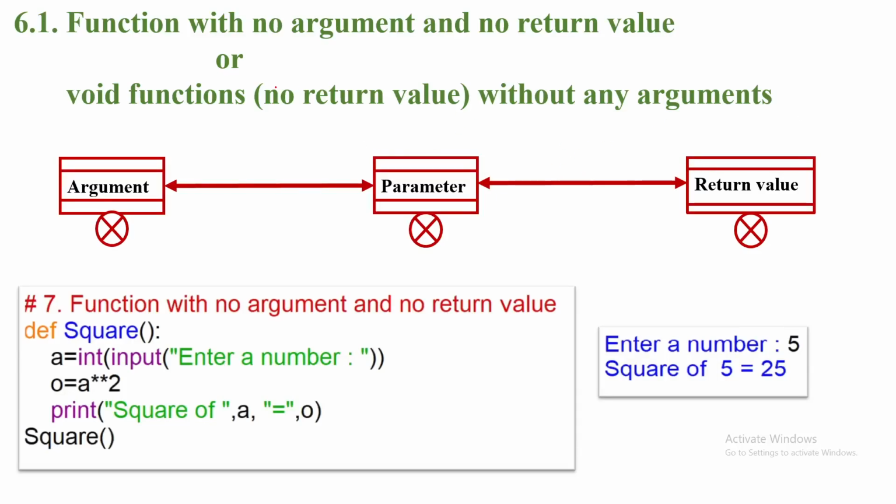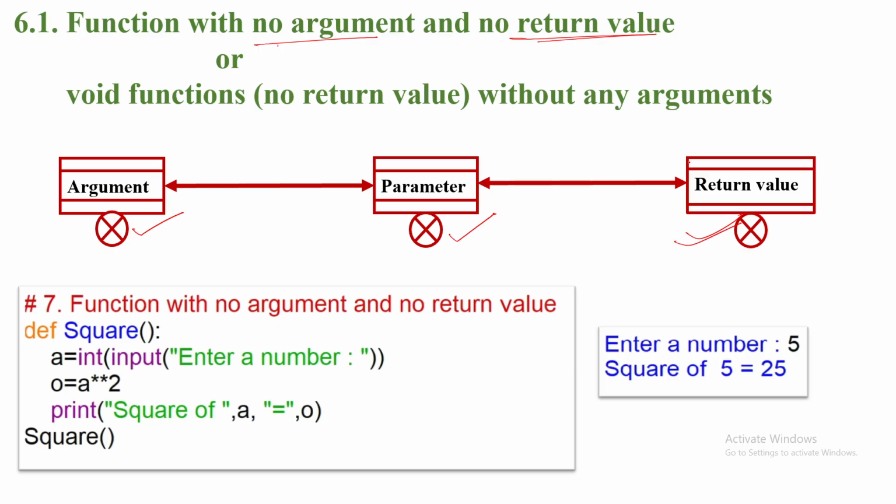Function with no argument and no return value. Through the name you can understand that. No argument means not passing any argument, not receiving any parameters, and not returning any value.